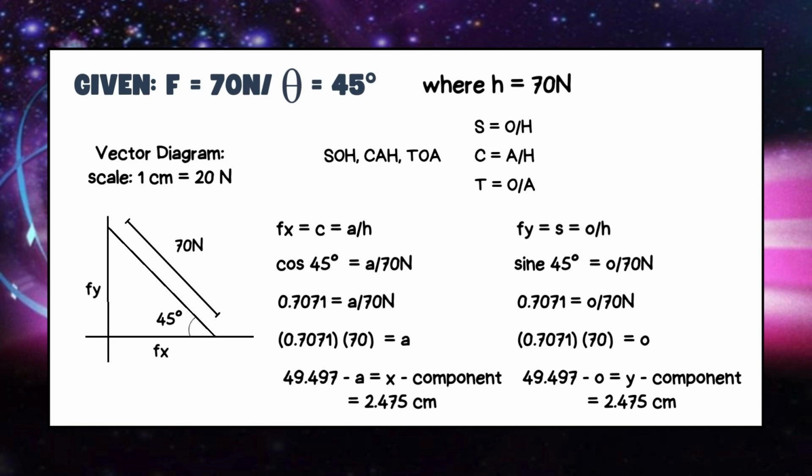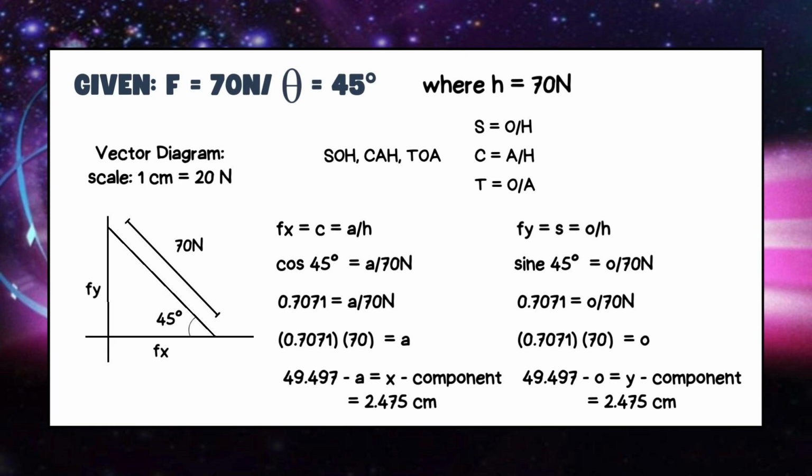Ito yung na-discuss kanina kung saan ito yung SOHCAHTOA. Para mas madali natin maintindihan, sinabi yung SOHCAHTOA. Ano nga ba yung SOHCAHTOA? Sine is equal to opposite over hypotenuse. Cosine is equal to adjacent over hypotenuse. And tangent is equal to opposite over adjacent.